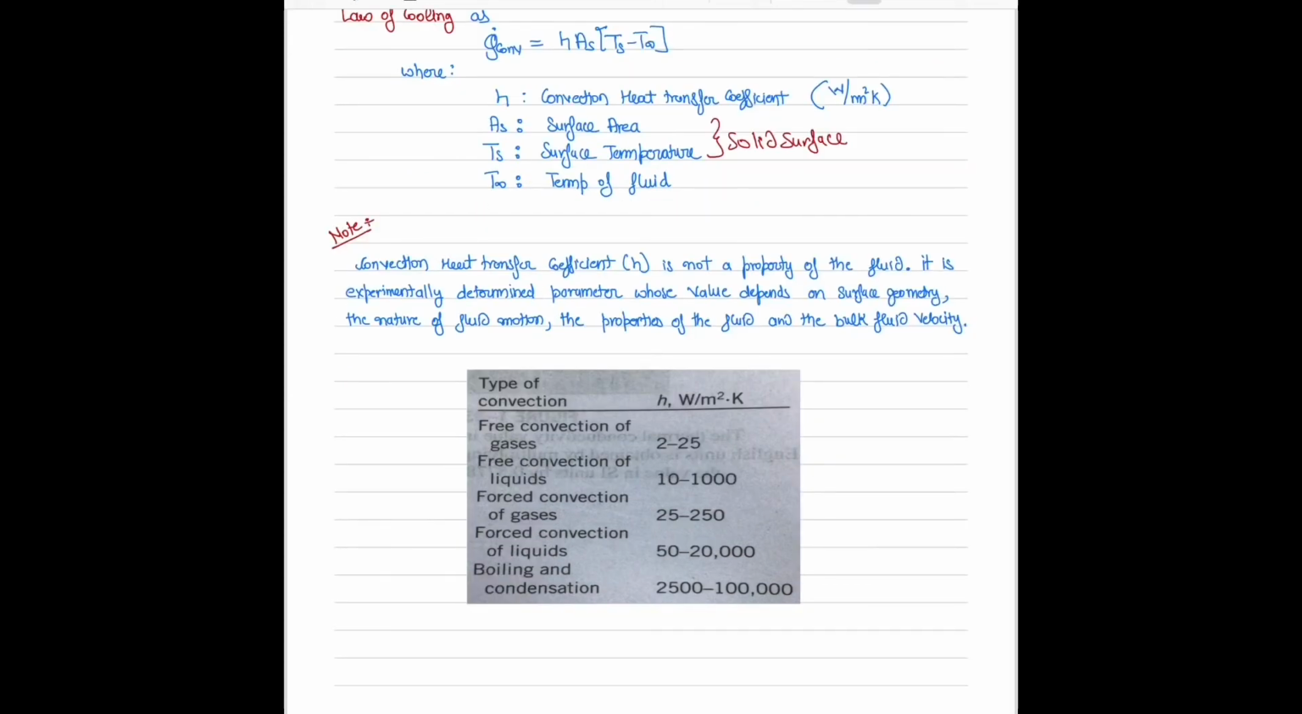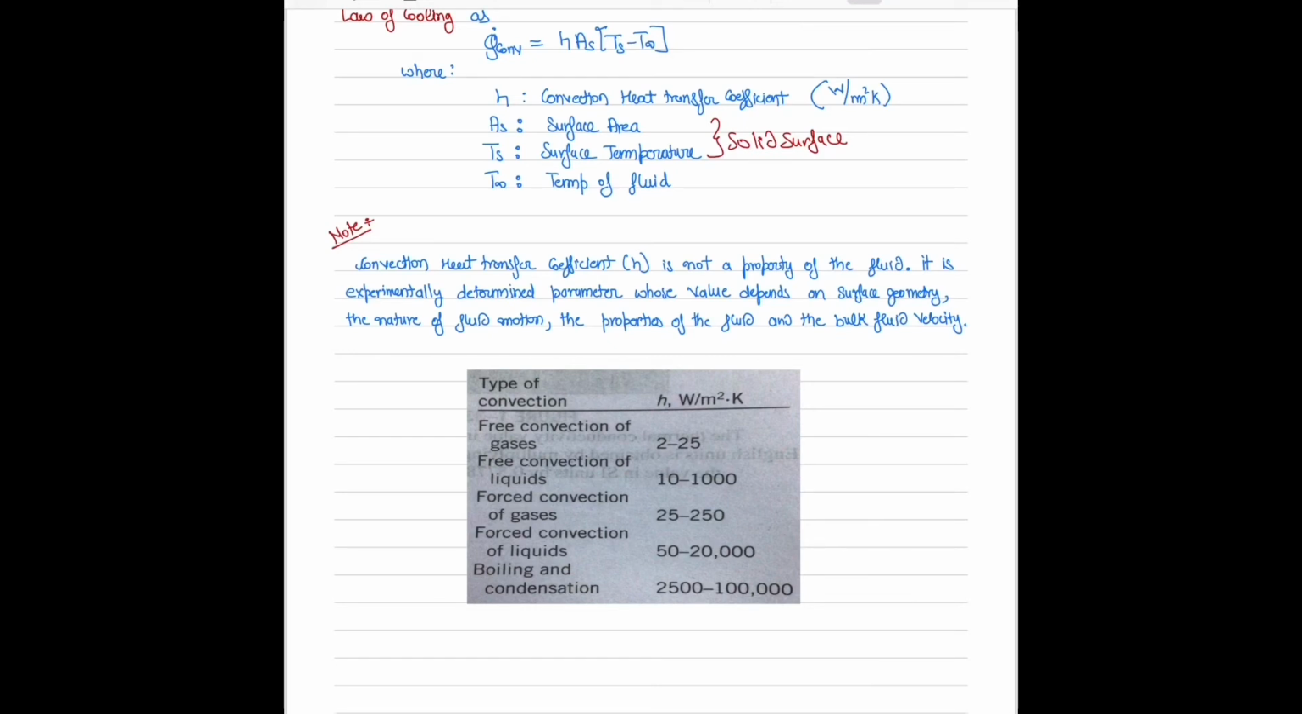Please note that convection heat transfer is not a property of the fluid. It is an experimentally determined parameter whose value depends on the surface geometry, the nature of fluid motion, the properties of the fluid, and the bulk velocity. Typical values of heat transfer coefficients are mentioned in this table.